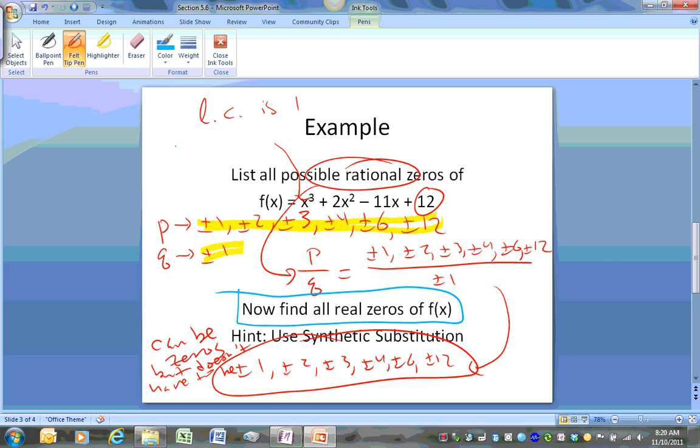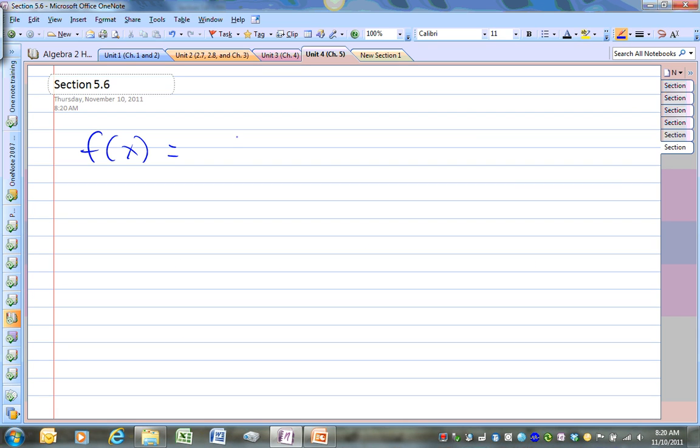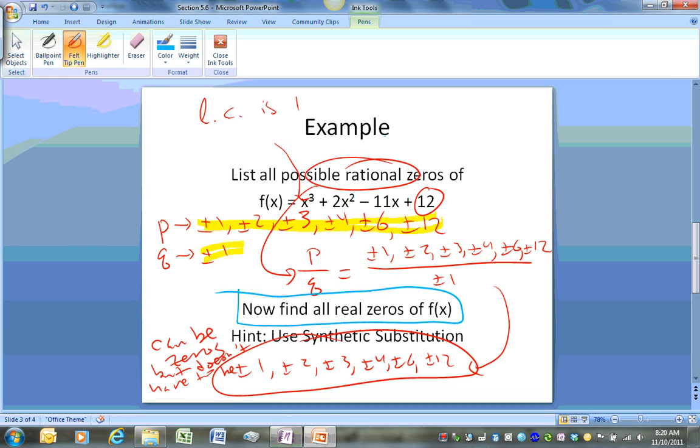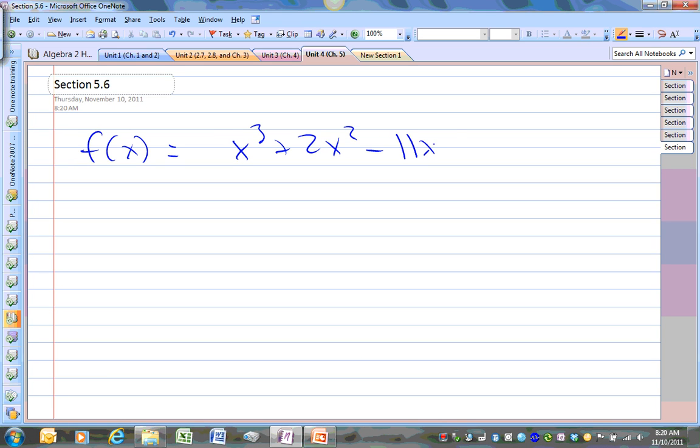f of x equals x cubed plus 2x squared minus 11x plus 12. Notice that you can't do factor by grouping.